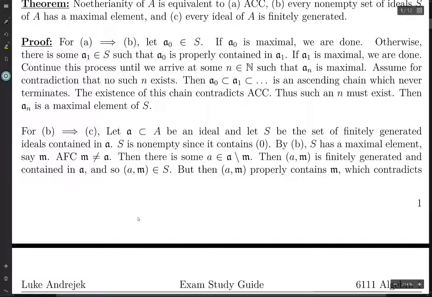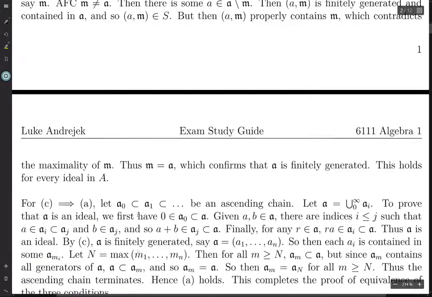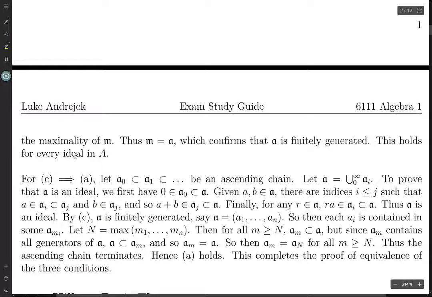Okay, so now we want every ideal being finitely generated to allow us to conclude Noetherianity. So assume C and let A0, A1, ... be an ascending chain. Let A be the union of these things. We want to prove that it's an ideal.